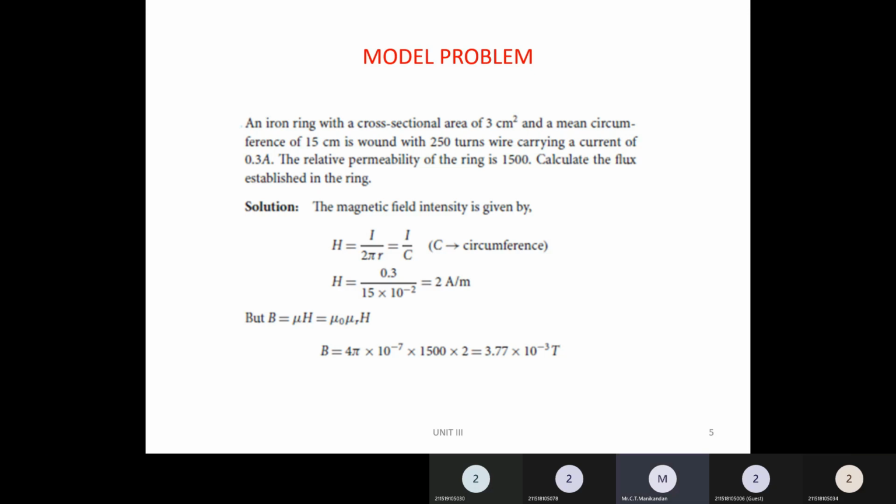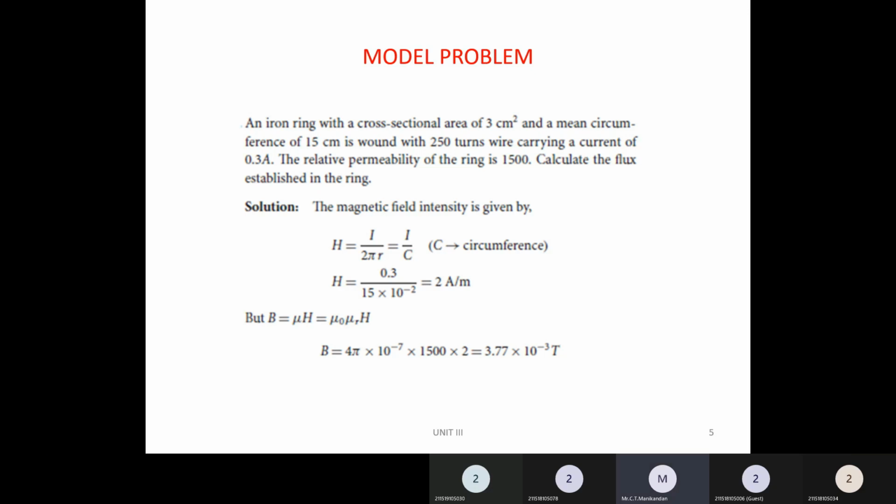So from the field intensity, you can calculate the flux density. From the flux density, you can calculate the flux there. We know that B equal to mu H. If you find out H, you can calculate B. And you know the formula B equal to phi by A. If you find out B, you can calculate the phi value there.